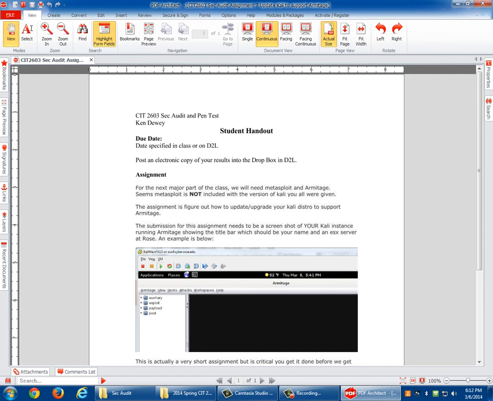Is there much of a cost difference between the two platforms? They're both expensive. I think Canvas is a little bit cheaper, but not much.